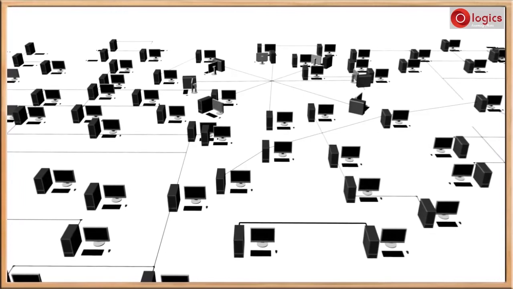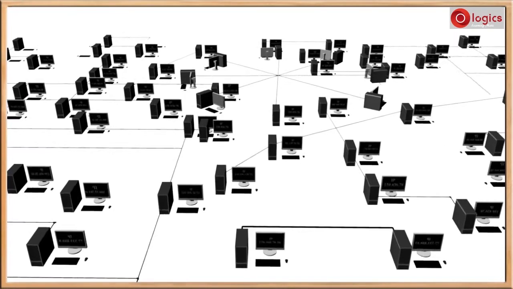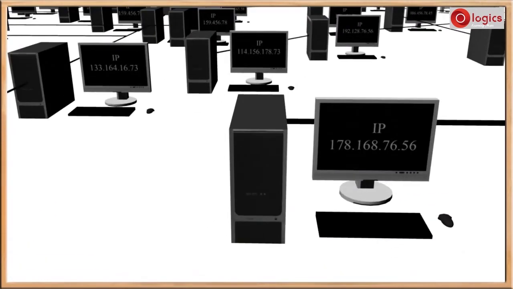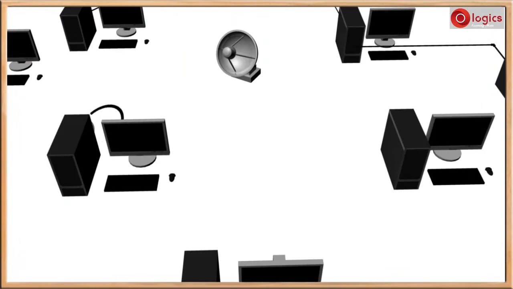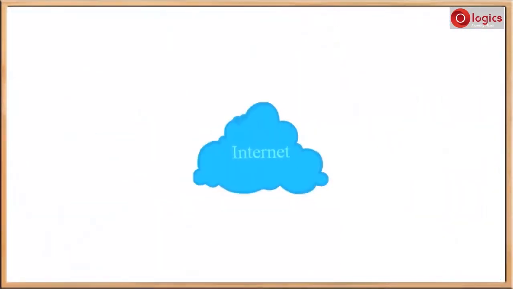In a network, a computer is identified by its unique IP address, that is, Internet Protocol address. The internet connects the computers, either by wire or wireless. Let's say this is the internet. Children, you understand something about the internet.